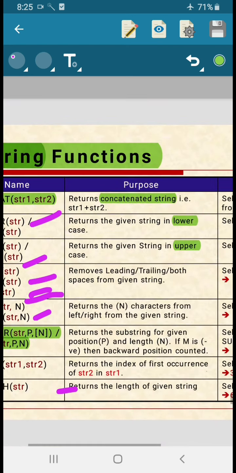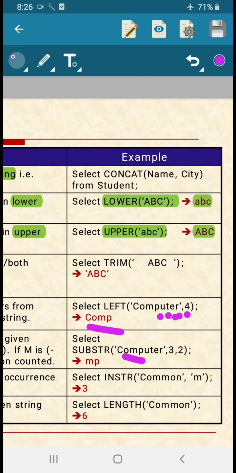In this example, COMPUTER, 3, 2, the beginning character is the third character. What is the third character? M is the third character. Starting at M I want 2 characters, including M, that is MP. This indicates the size, students. I repeat once again, 3 comma 2, it begins with 3 including M and 2 characters, that is M and P will be displayed. Next, MID also acts similarly, but the names are different, students.